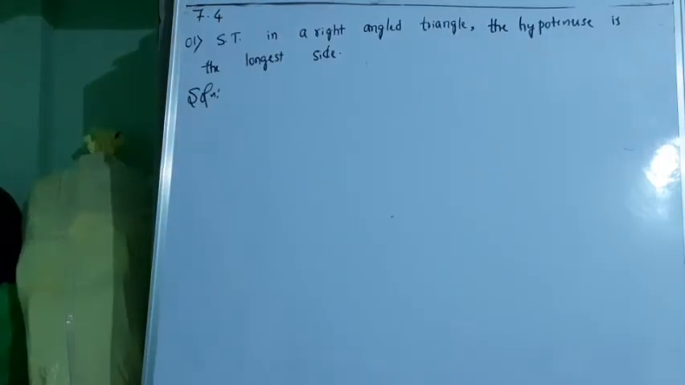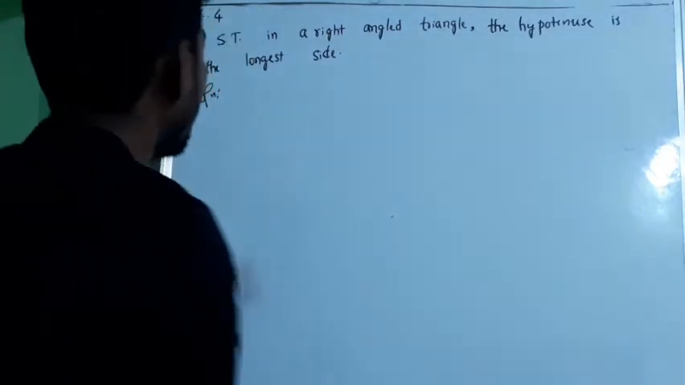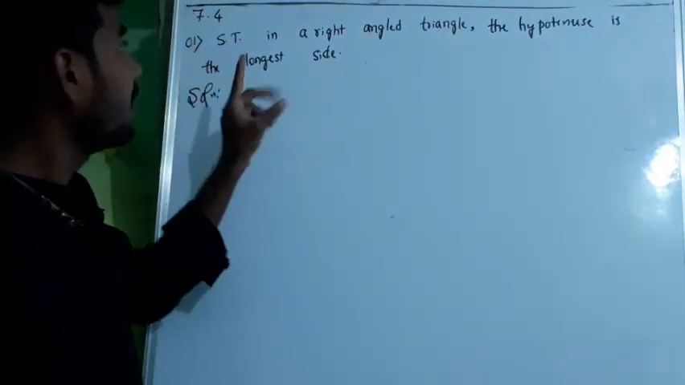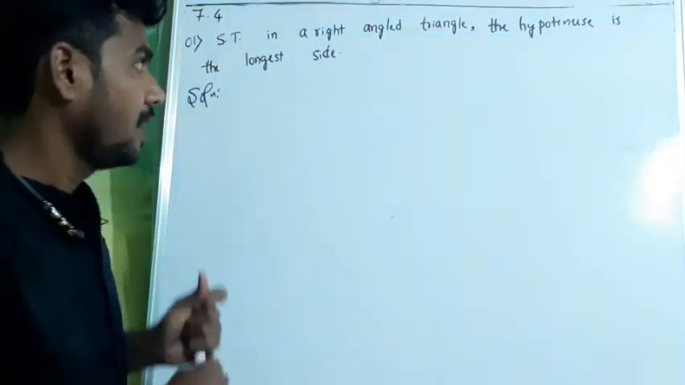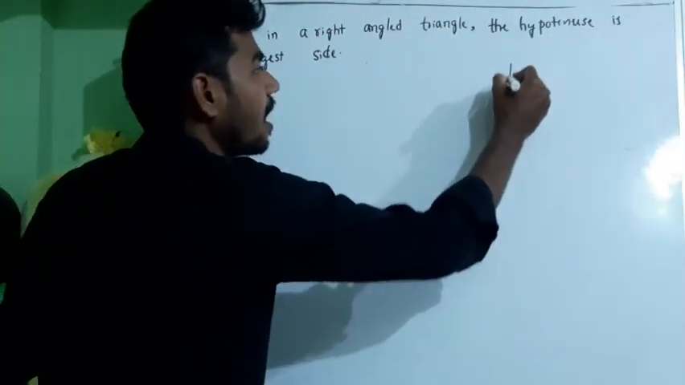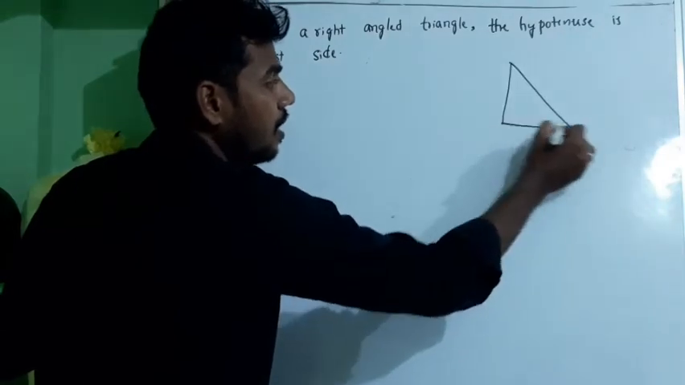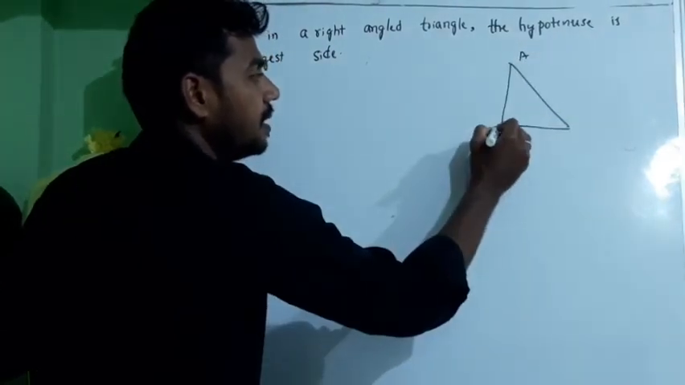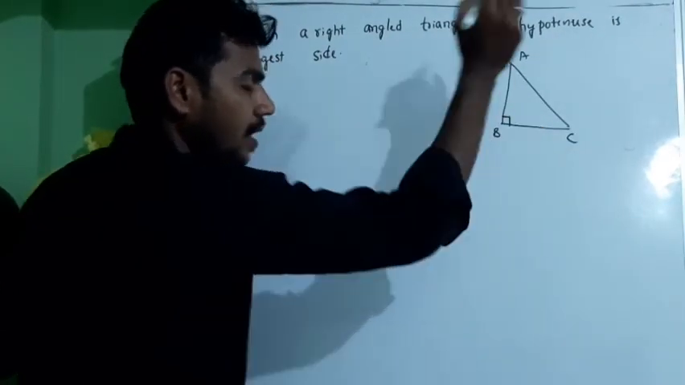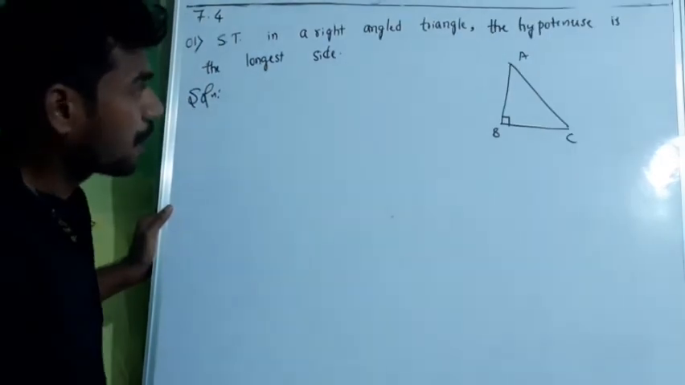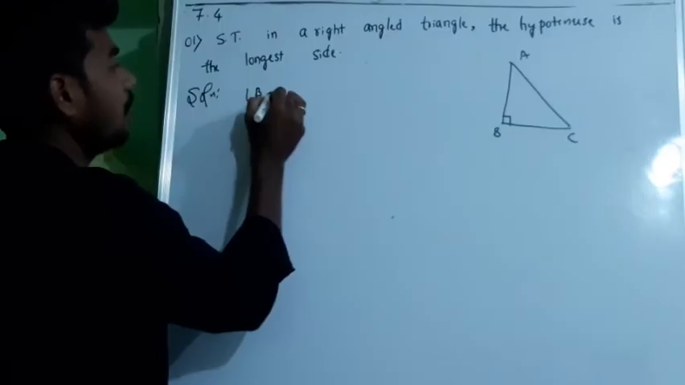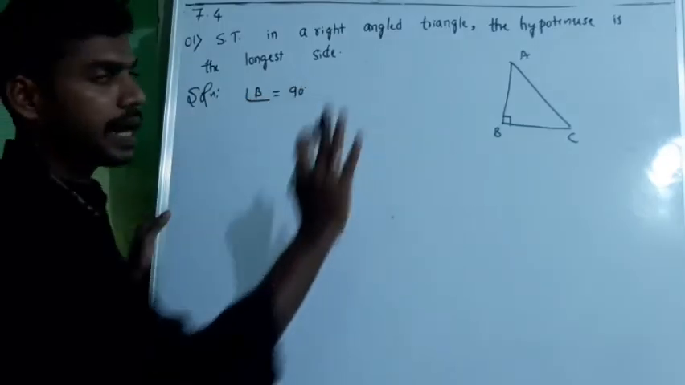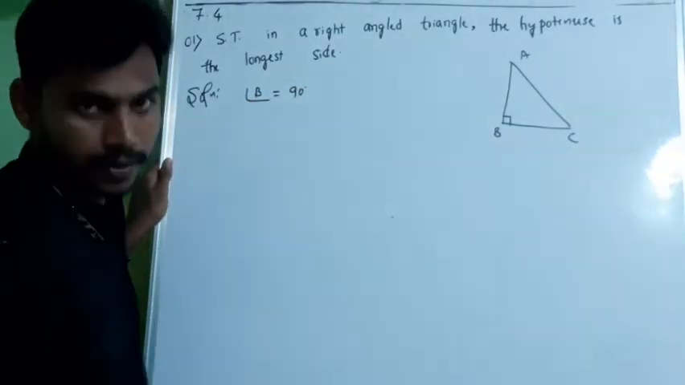Now we'll start with exercise 7.4. In that the first question is, show that in a right angle triangle the hypotenuse is the longest side. That is the question. So you can consider any right angle triangle. I will consider a right angle triangle, that is ABC. It is right angled at B. Now, what can I write? Angle B is equal to 90 degree because it's a right angle triangle and right angled at B.